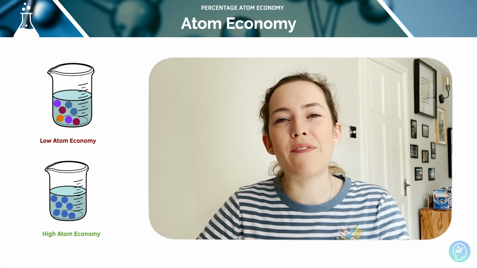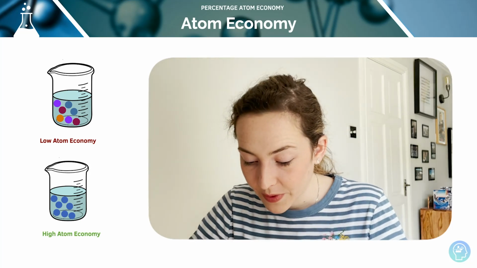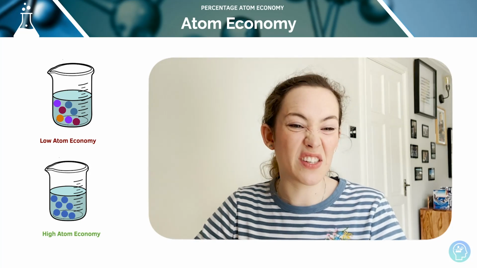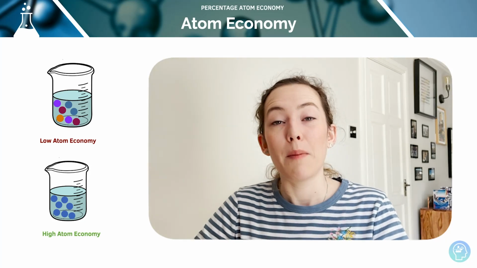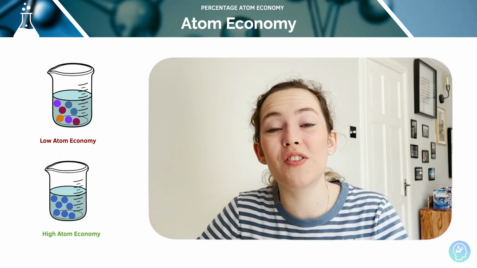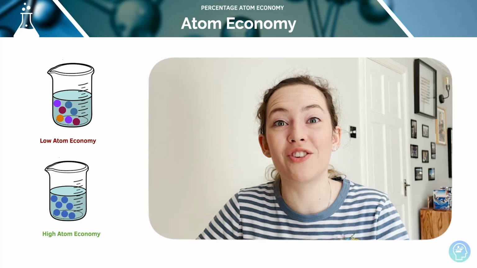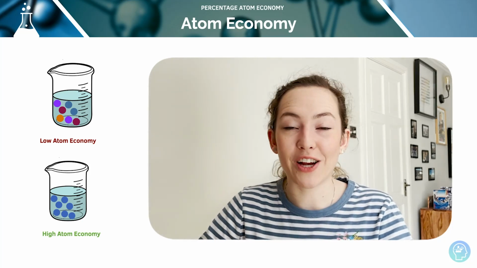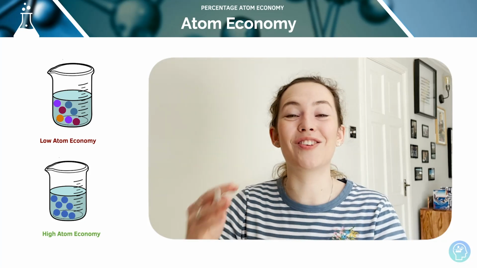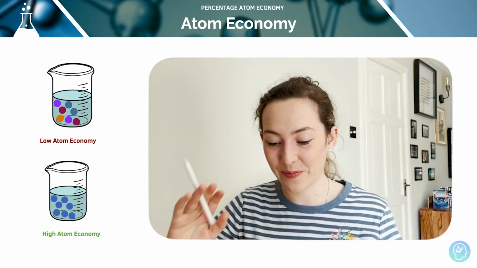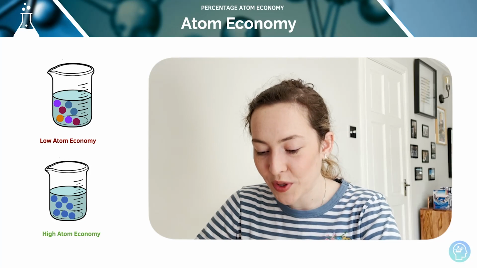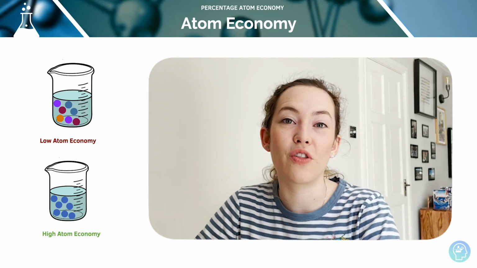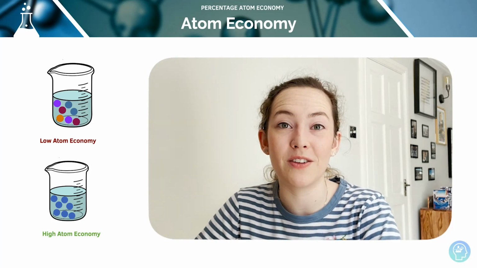So a reaction might have a low atom economy, if it produces little of the desired product in the equation, but it could still have 100% percentage yield. A high percentage yield doesn't always mean the reaction is efficient. These are two separate things that we're considering. A high percentage yield means that the actual yield of the product is very close to the theoretical yield.